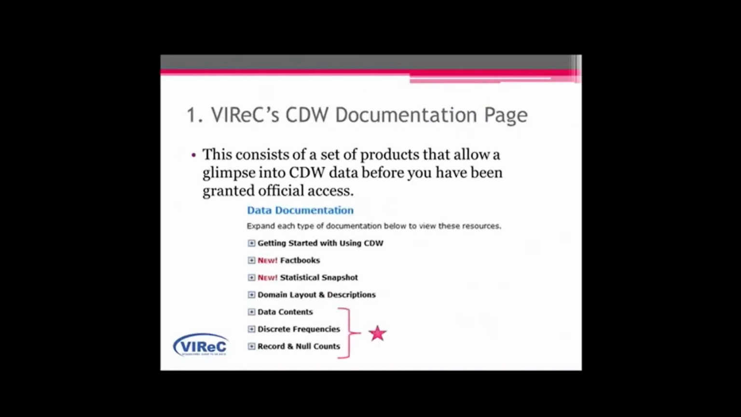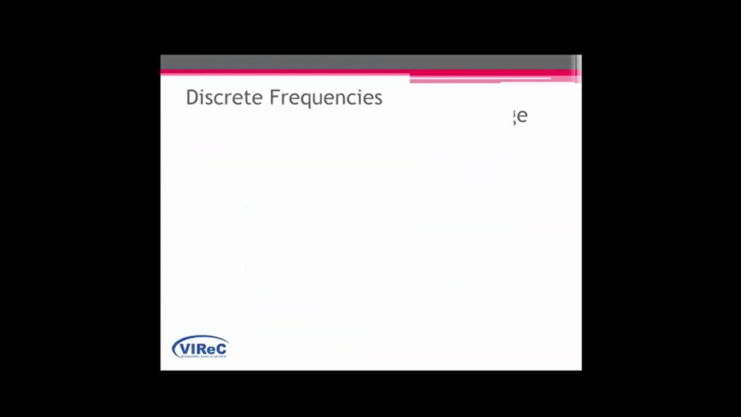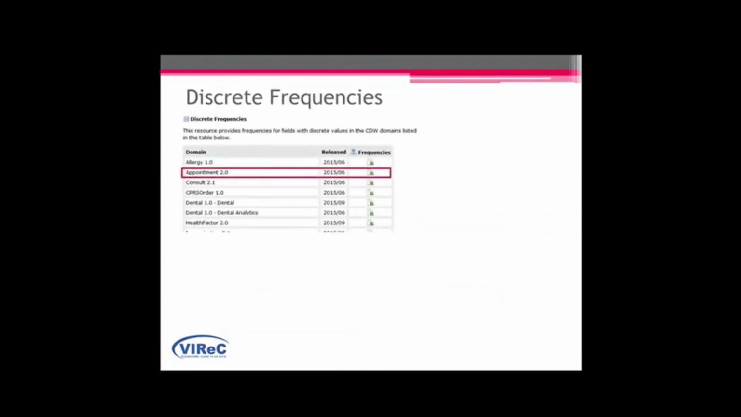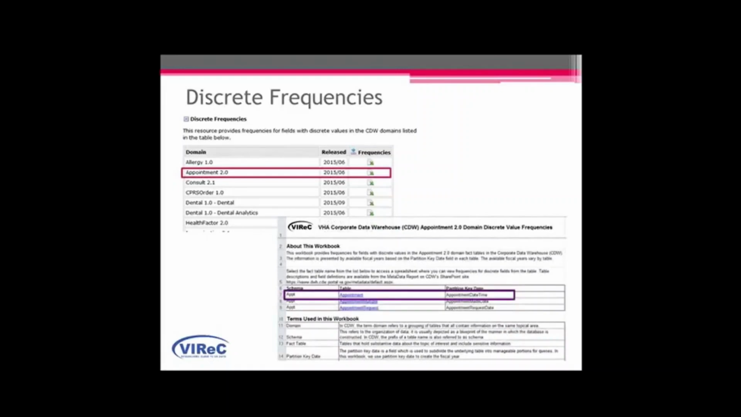Finally, let's take a look at a few of the examples for the data summary tables. Generally, you would just click the plus sign to the left of your selected product. In this case, I'm looking at the frequencies that were made for discrete columns or discrete variables inside the CDW's various domains. So in this case, I'm looking at an example for the appointment domain, and I would open up the Excel file that's highlighted here in the pink box. Once I open up that Excel spreadsheet, I arrive at an About page or About tab inside the workbook, and I can select my table of choice. In this case, I've selected the primary fact table in here, APPT appointment.